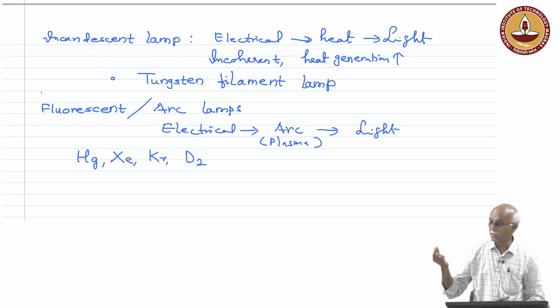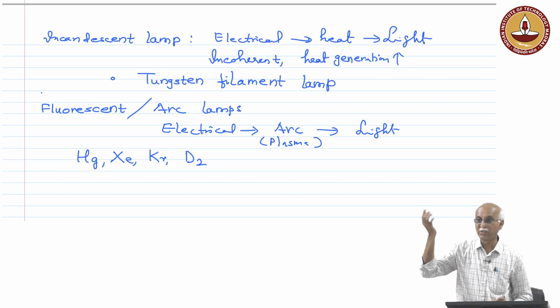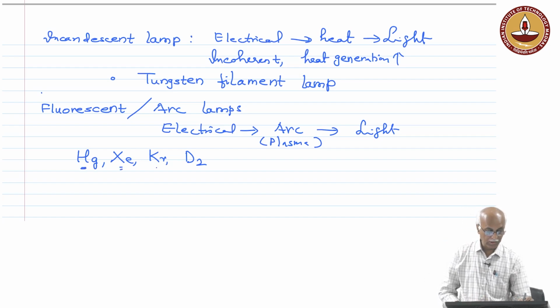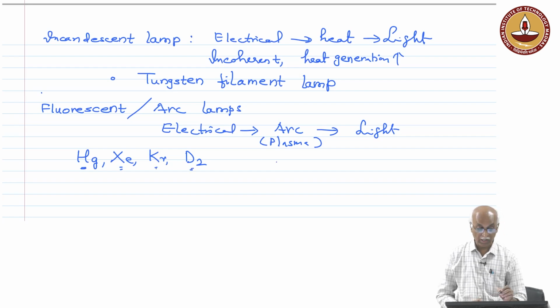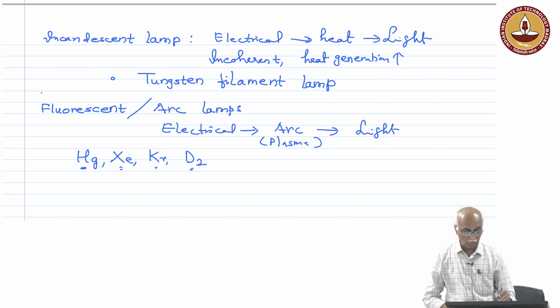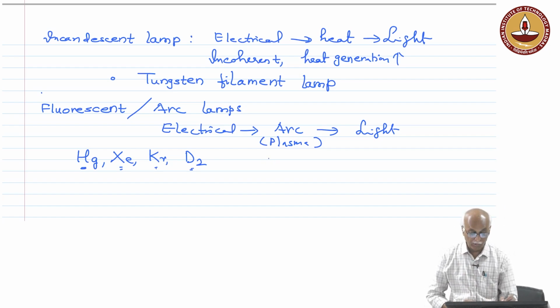We know the fluorescent tube that we see is also having mercury. I will show you what the spectrum for that is also. Just mercury, xenon, krypton, deuterium are the different types of such arc lamps. They are very useful for spectroscopy applications, etcetera, and they are also being used in biophotonics devices. So, these are the arc lamps.